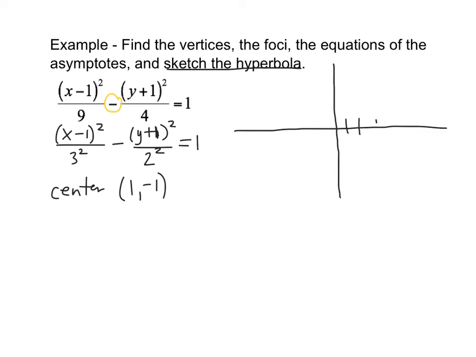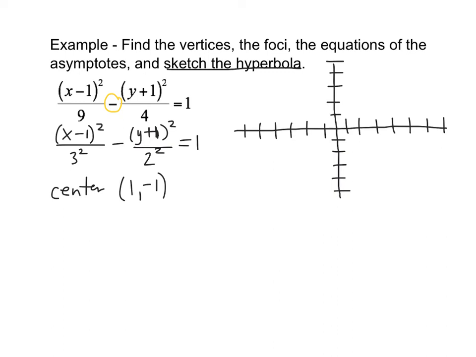So I'm going to label our axes here. We're going to place down our center. We're going to draw our box. We're going to use our box to help guide our asymptotes and place our vertices. And then we know some of the geometry of that box is going to help us figure out where our focus points or foci are.